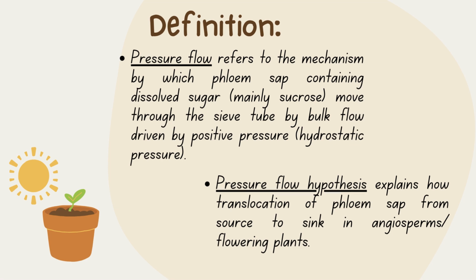Pressure flow refers to the mechanism by which phloem sap containing dissolved sugar, mainly sucrose, moves through the sieve tube by bulk flow driven by positive pressure, hydrostatic pressure. And the pressure flow hypothesis explains how translocation of phloem sap occurs from source to sink in angiosperms, flowering plants.